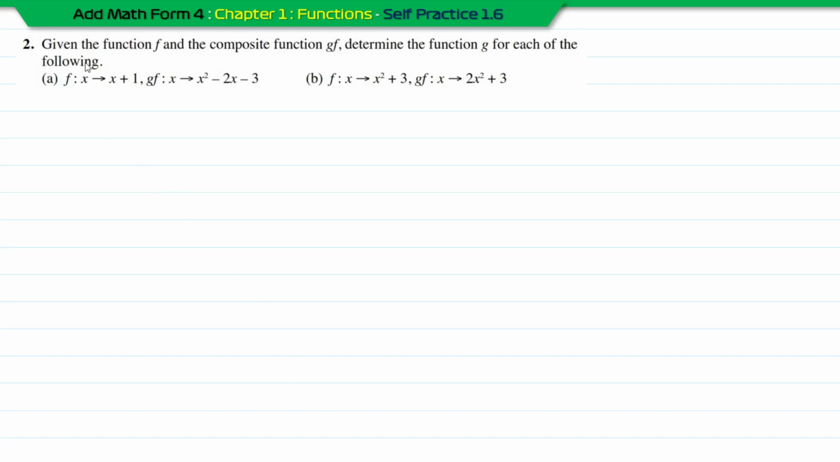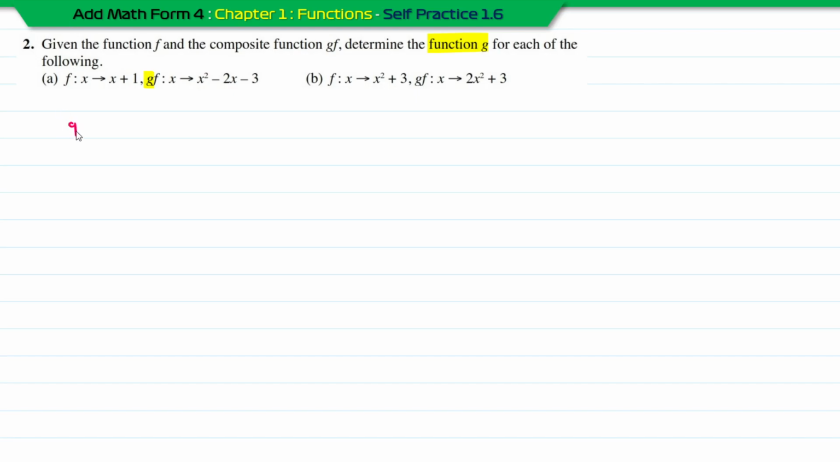Question 2. Given the function f and the composite function gf, determine the function g for each of the following. Look at question A first. This is f(x) and this is the composite function gf. The question is asking you to find the function g, which is the outer one. In this case, you need to use the inverse function process to find g. So let us start with A.